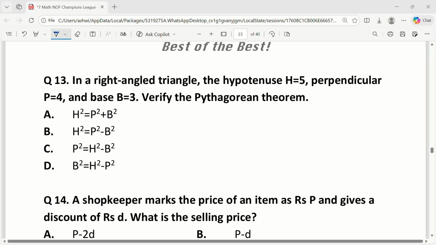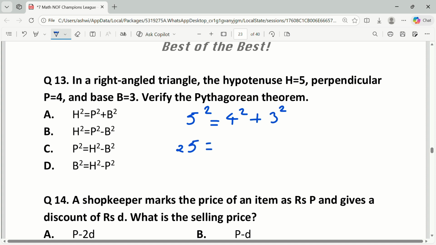Question 13. In a right angle triangle, the hypotenuse is 5, perpendicular P is 4 and base B is 3. Verify the Pythagorean theorem. The Pythagorean theorem states that h² = p² + b². Substituting the given values, we have 5² = 4² + 3², that is 25 = 16 + 9, which is 25 = 25. Hence, A is the correct option.